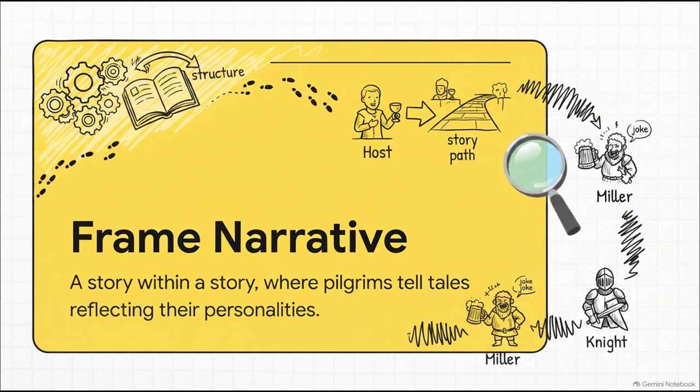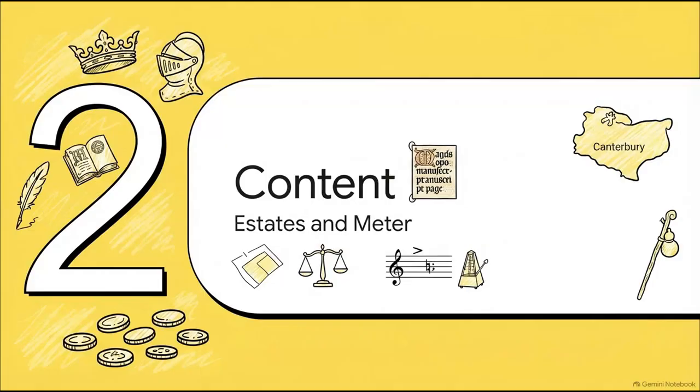Take the miller, for example. He's drunk, he's rowdy, so what does he do? He interrupts the refined host to tell a deliberately crude, bawdy tale that matches his unruly nature to a T. Knowing this overarching frame device and being able to match a tale's tone to its teller is absolutely vital for you. Moving right along, let's hit section 2, content.